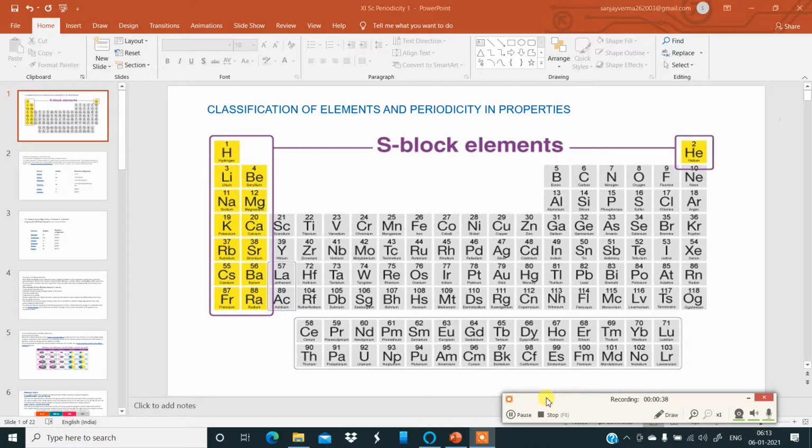Now, what is periodic table? Periodic table is the table which classifies the elements in such a way that elements having similar properties are grouped together in the same vertical column and dissimilar elements are separated from one another. Now, the main aim of the classification of elements is to make sure that the study of the elements is easier. Okay.